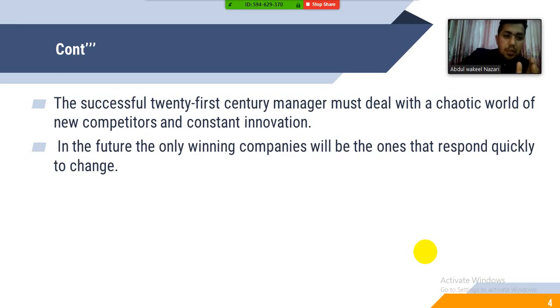Let me make it clear once again. Those who go with the flow, whatever the changes coming inside the market, and they adopt and start dealing with that, they will survive in the market. Otherwise, they will not survive in the market. If they take any change for granted, they say, okay, it's okay, I'll bring the change in the future. But right now the changes are coming, but they didn't adopt the changes. So what will happen?